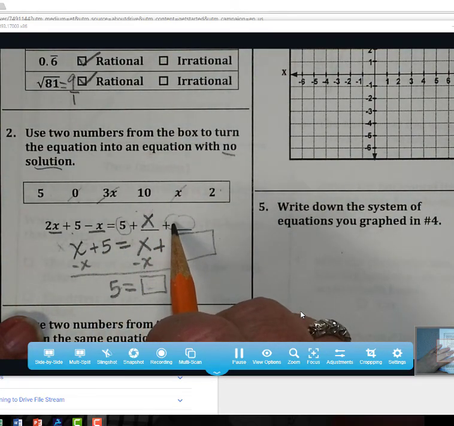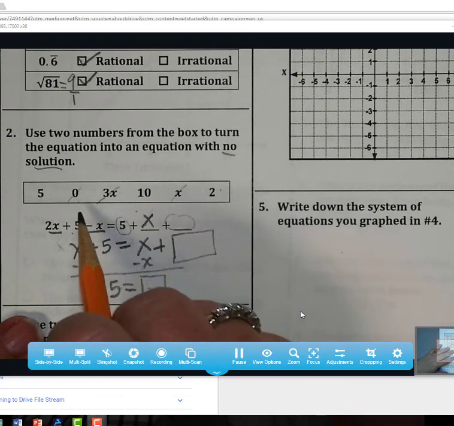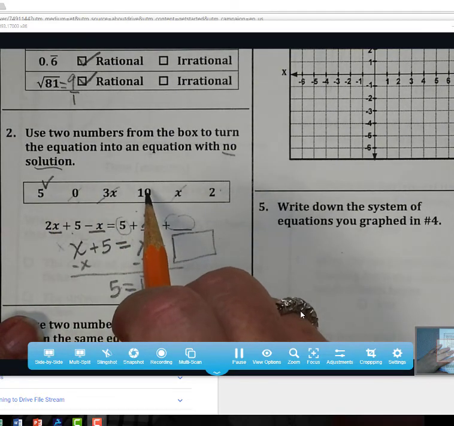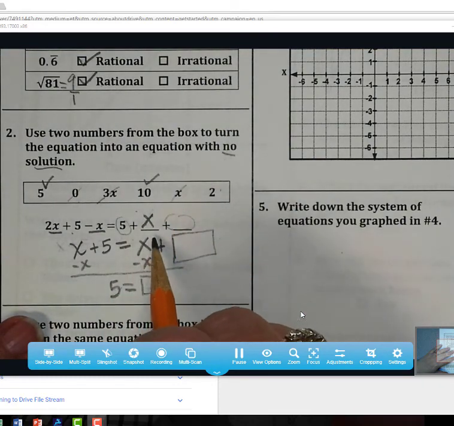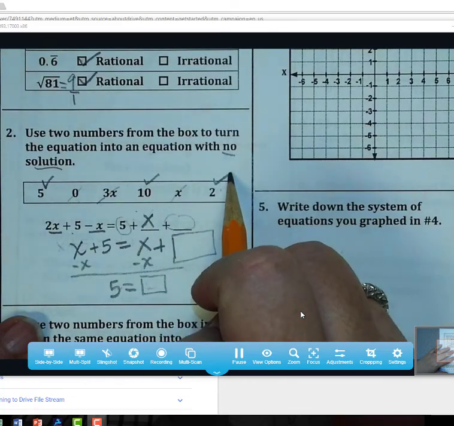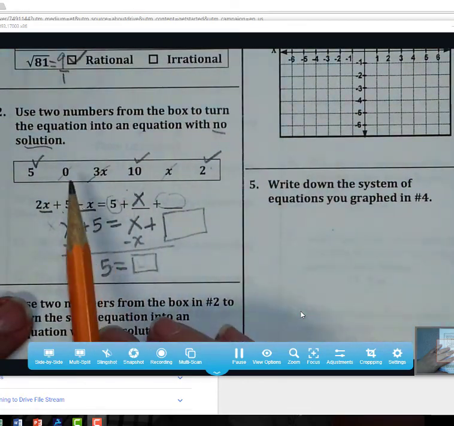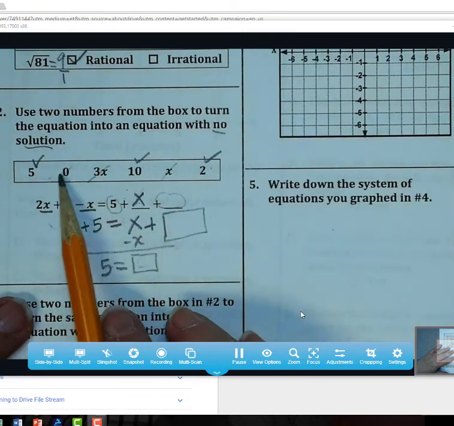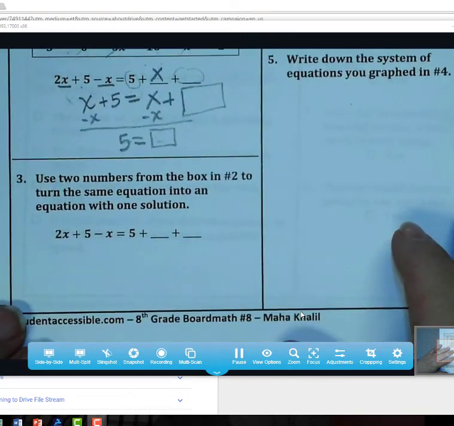If I put a 5 right there, then this would be 10. I could use that. If I put 10, then 5 plus 10 is 15. That does not equal 5. That would work. If I put a 2, 5 plus 2 is 7. That would work also. So the x and any of these 3.